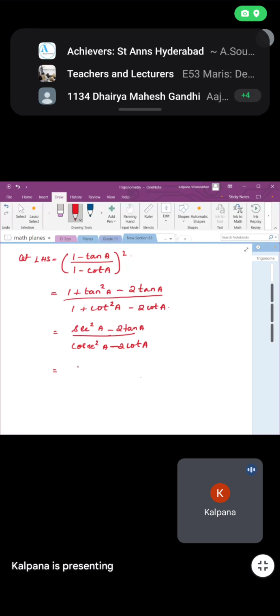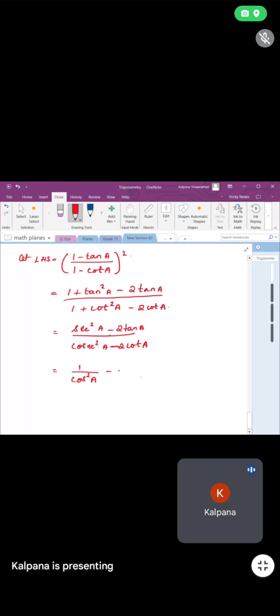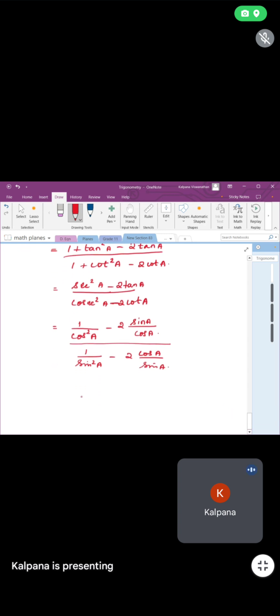So secant square is written as 1 by cos square A, minus 2 times sin A by cos A, divided by 1 by sin square A minus 2 times cos A by sin A. Please, all of you do the sum. Yeah, next step.